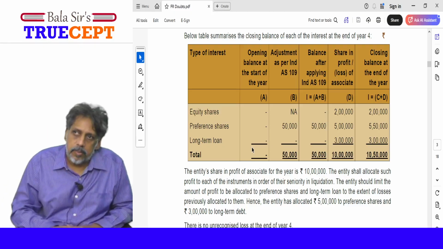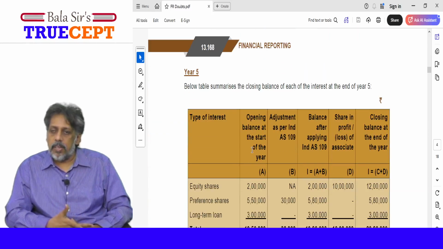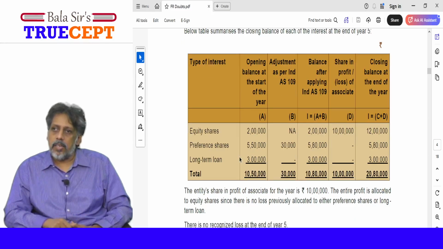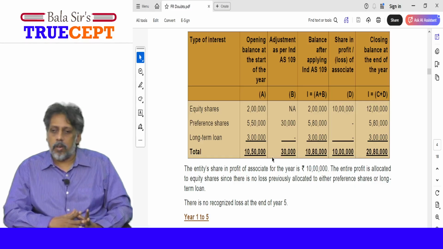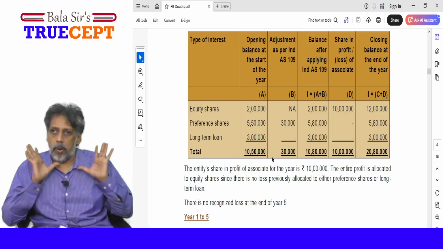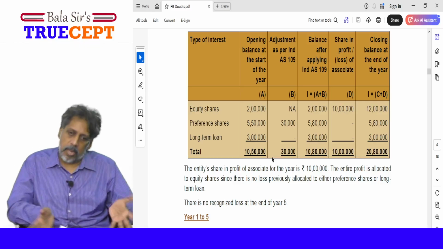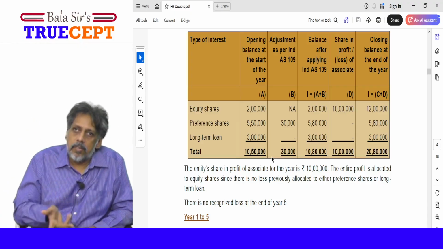10 lakh. Understood? Now let's go to the last year, year 5. Again the share of profit is 10 lakh, right? So equity share, should I come in reverse order? No, because the loan has already been restored, and the preference share is restored. So for equity share, 2 lakh opening balance, adjustment not applicable, balance is also 2 lakh. Straight away the share of profit of 10 lakh can go to equity, right? Yeah, equity accounting. So in all, closing balance 12 lakh.